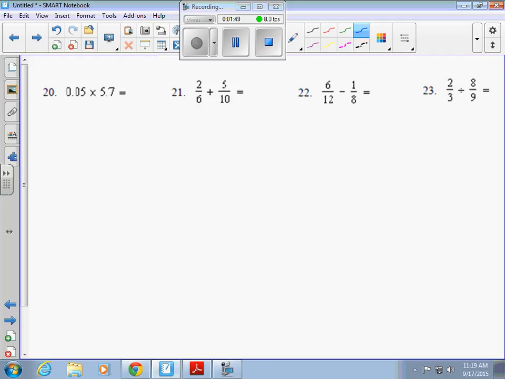Number 20 says 0.05 times 5.7. 5 times 7 is 35. 5 times 5 is 25, plus the 3 that you had to carry is 28. So we got 285, but we have 2 decimal moves, 3 decimal moves, and it becomes 1, 2, 3, 0.285.